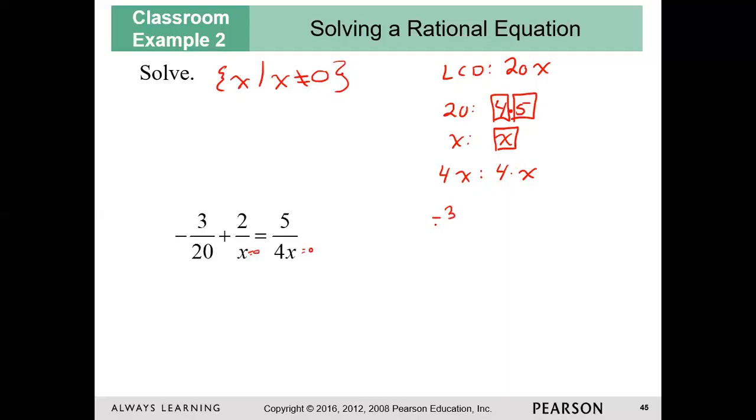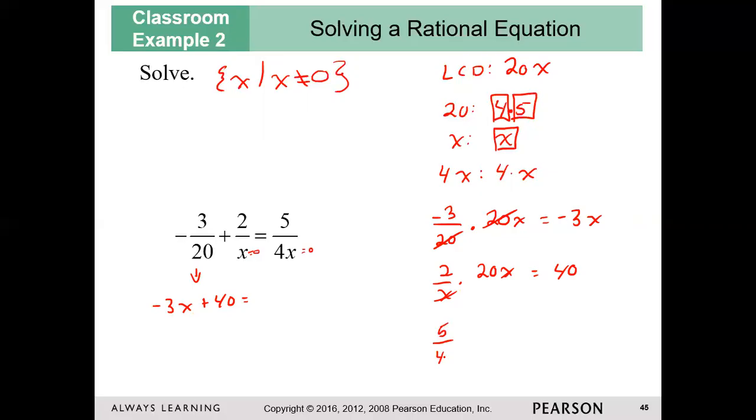So I'm going to take this negative 3 over 20, and I'm going to multiply it by 20x. And you can see the 20s will cancel, and that leaves you with negative 3x. So our first fraction turns into negative 3x. Repeat the process for the rest of these. So 2 over x, if you multiply it by 20x, the x's cancel, and that leaves you with 40. So plus 40. And then last but not least, we have 5 over 4x.